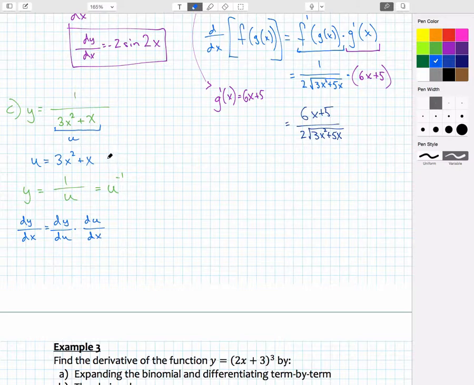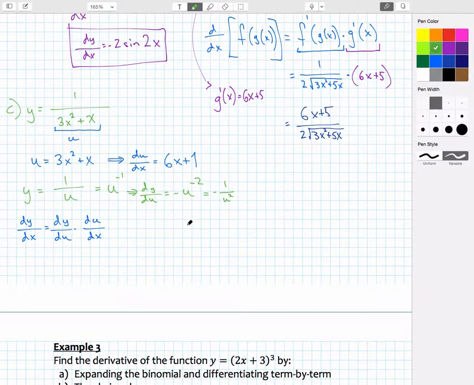So for this first one, we can say that du with respect to x, our other variable here, dx, is going to be 6x plus 1. And then down here, dy du is going to be negative u to the negative 2 power, applying the chain rule, multiplying negative 1 in front, decreasing the exponent by 1, which we can rewrite as negative 1 over u squared.